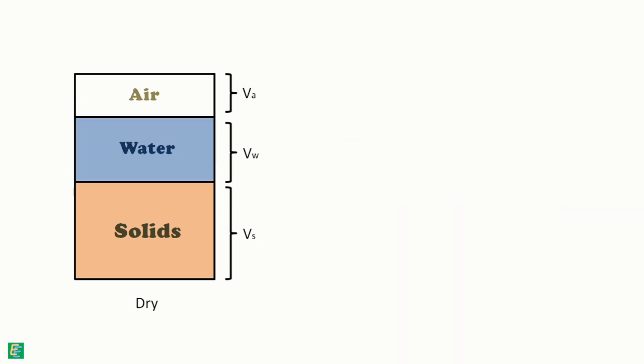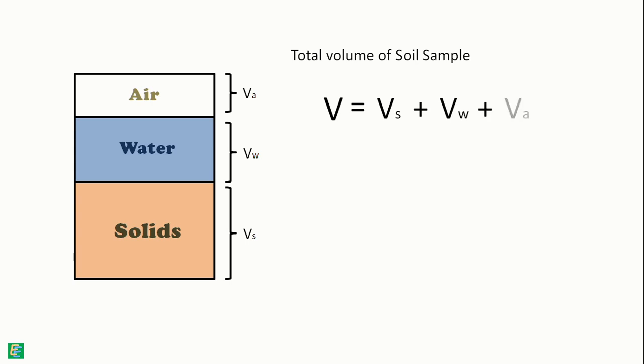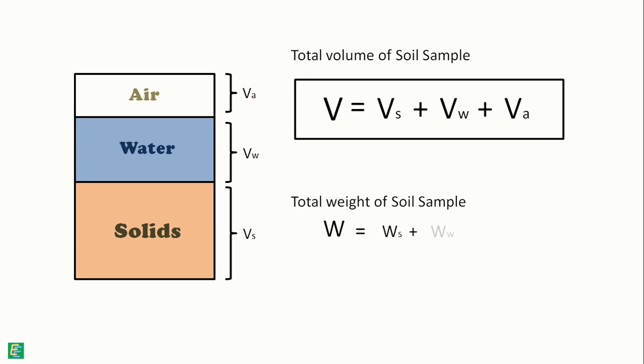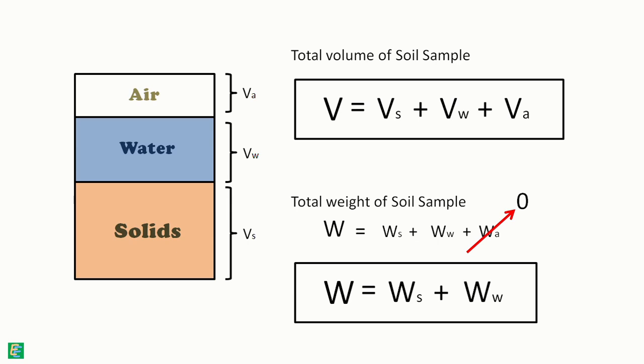Now from the general three-phase diagram we can say the total volume of soil sample, capital V, is equal to the sum of volume of solids Vs plus volume of water Vw plus volume of air Va. And also the total weight of soil sample W is equal to the weight of solids Ws plus weight of water Ww plus weight of air Wa. But for all practical purposes, weight of air is considered as 0. Hence weight of soil sample is only weight of solids plus weight of water.